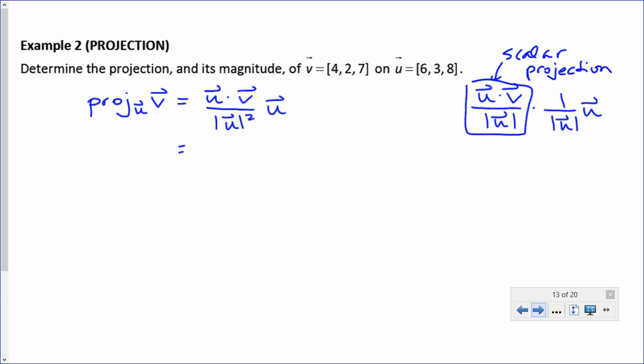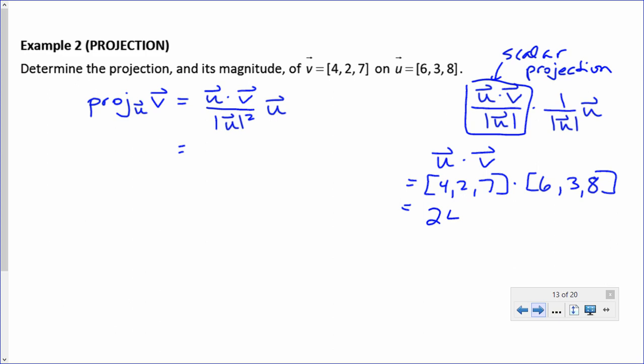I have the vectors. Can I find the dot product? Can I find the magnitude of U? Yes and yes. So I want to find the dot product of U and V. 4, 2, 7, dotted with 6, 3, 8. Once you get the hang of dot product, I'm okay with you just doing the multiplication in your head. 4 times 6, 24, plus 2 times 3, 6, plus 7 times 8, 56. 56 and 24 is 80, so 86. Yeah?